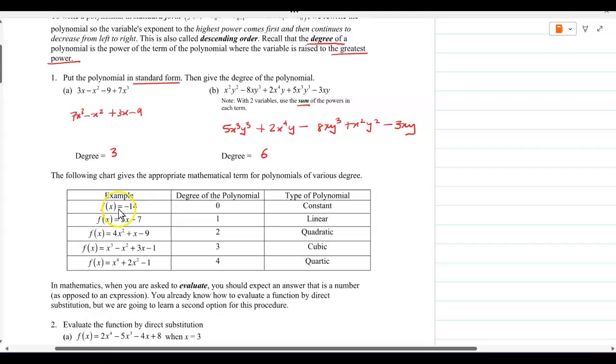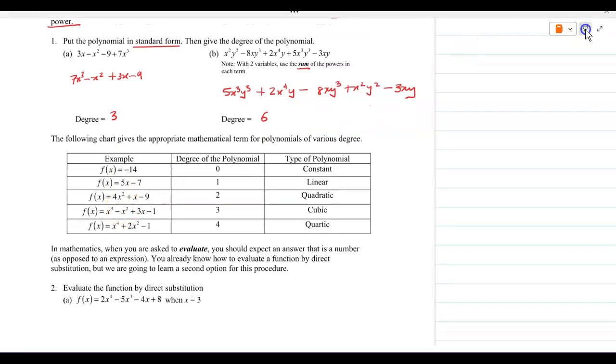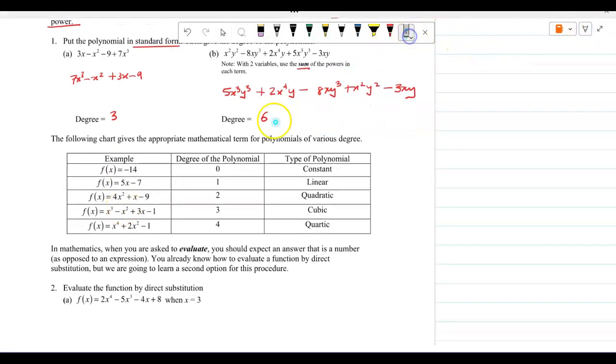So as an example, f(x) is equal to minus 14, correct? Degree is 0. It's a constant term. When the degree is 1, it's linear. Correct? When degree is 2, it's quadratic. When degree is 3, it's cubic. And when degree is 4, it's a quartic equation.